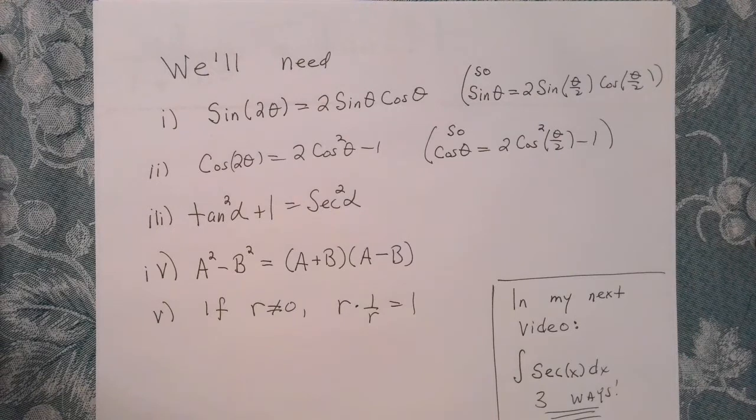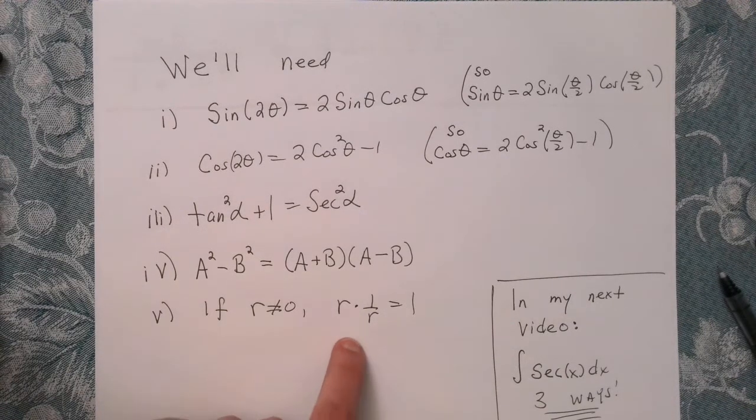Now for number 3, we've got that classic Pythagorean identity. So tangent squared of alpha plus 1 is equal to the secant squared of alpha. For number 4, we've got the difference of perfect squares. And for number 5, if r is non-zero, then this product of reciprocals is equal to 1.